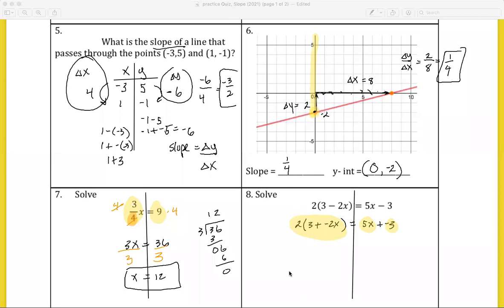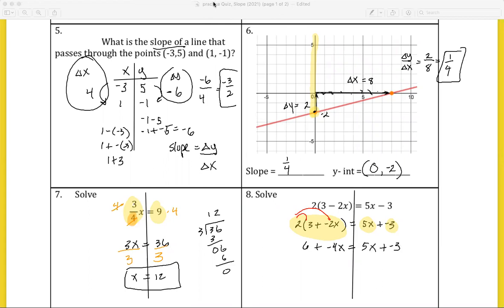This is all one term. Whenever I see a giant term like that, I think distributive property. So I'm going to multiply the number in front, the 2, times each term inside. 2 times 3 is 6. 2 times negative 2x is negative 4x. And that is equal to 5x plus negative 3.